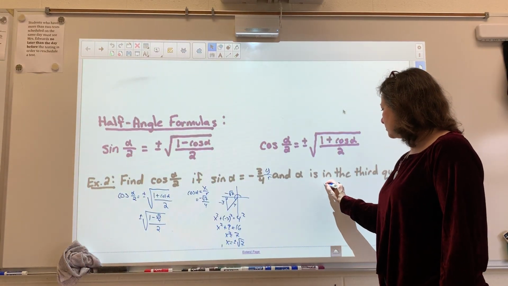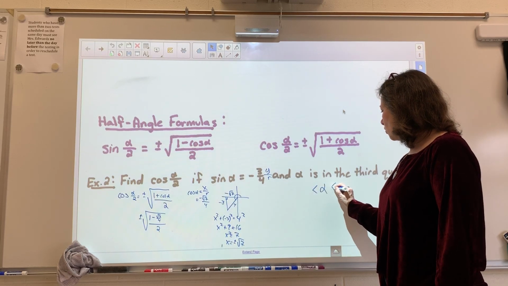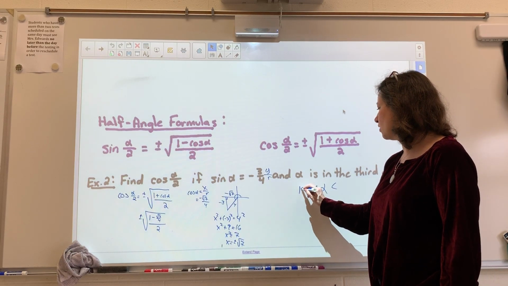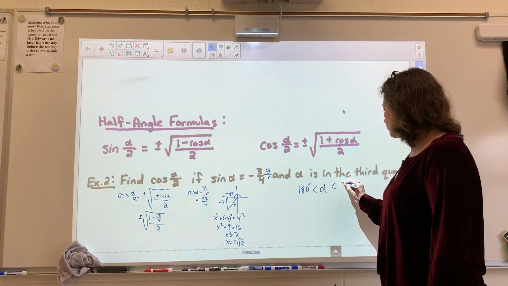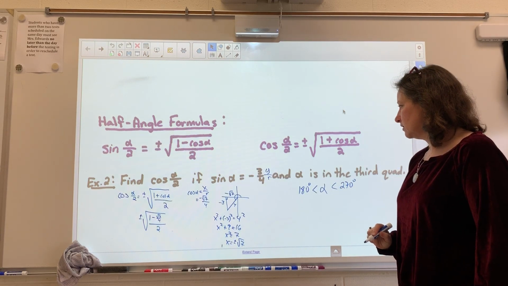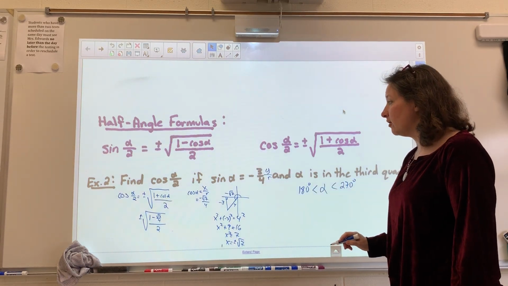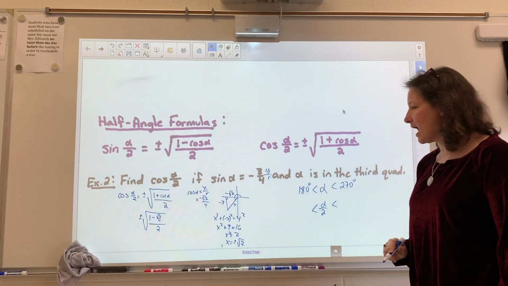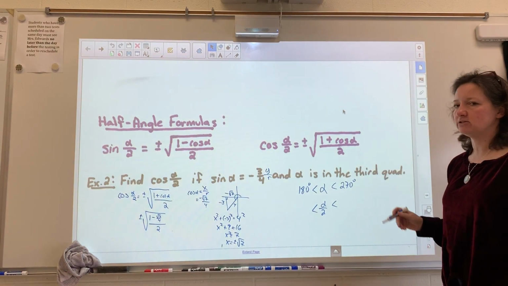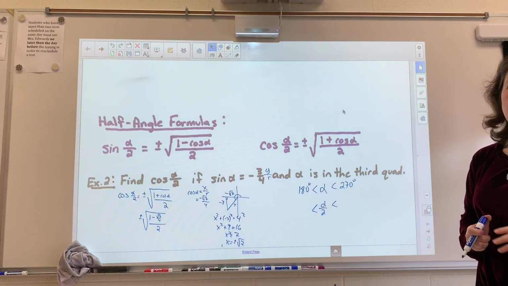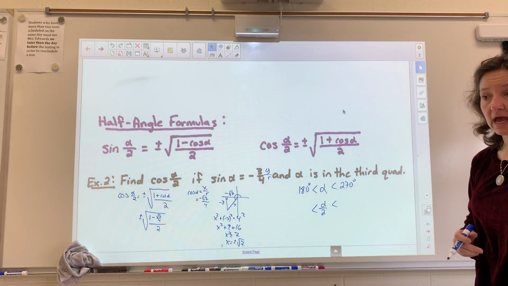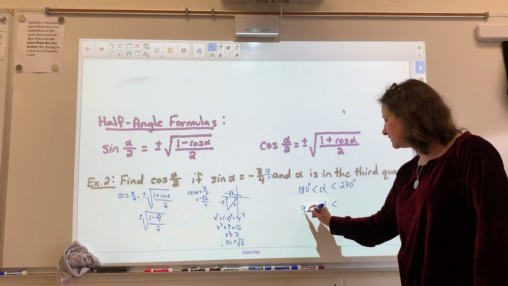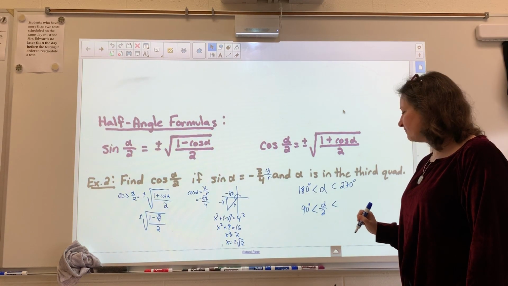If alpha is in the third quadrant, what two angles is it between? Third quadrant is between 180 and 270. We're interested in where alpha divided by 2 is located. Well, if alpha is between 180 and 270, how would I figure out where alpha divided by 2 is located? I would divide everything by 2. So alpha, the half angle is between 90 and what's half of 270?